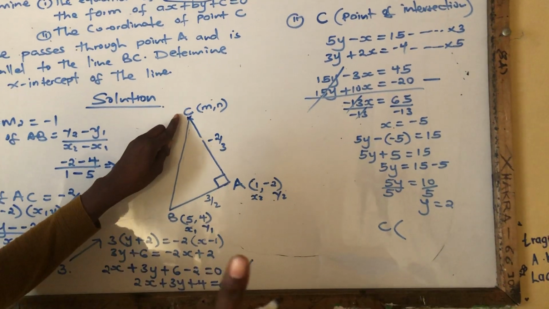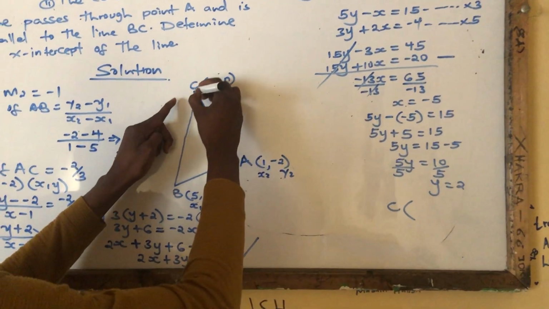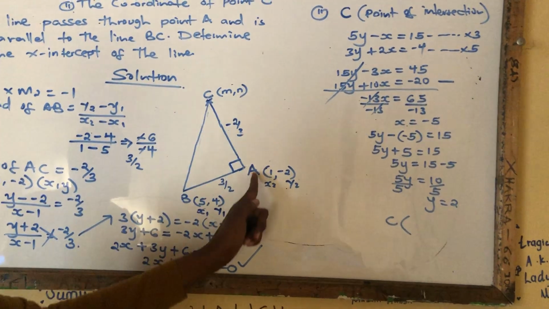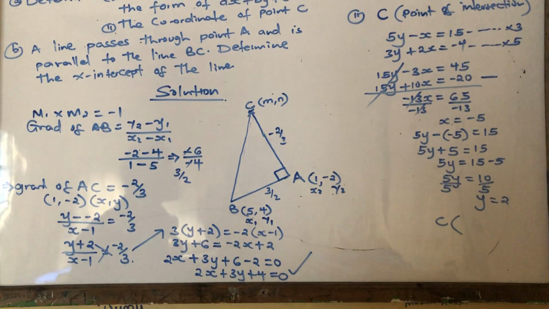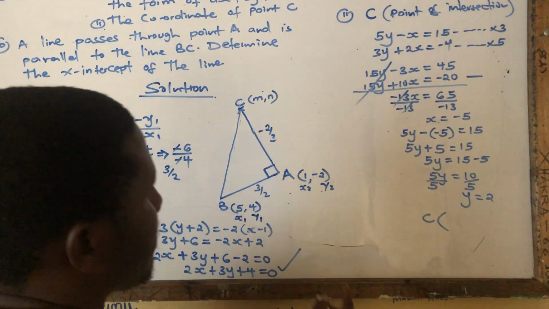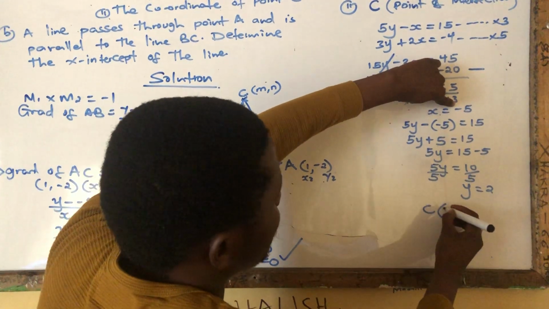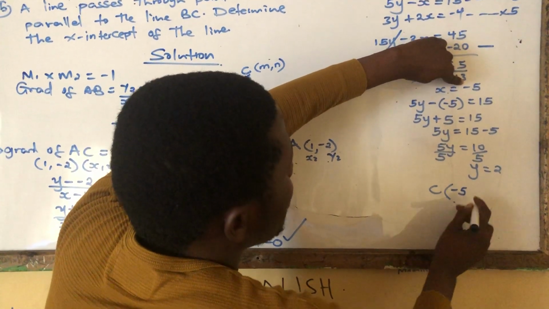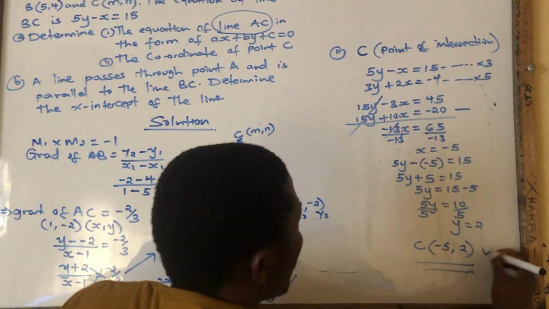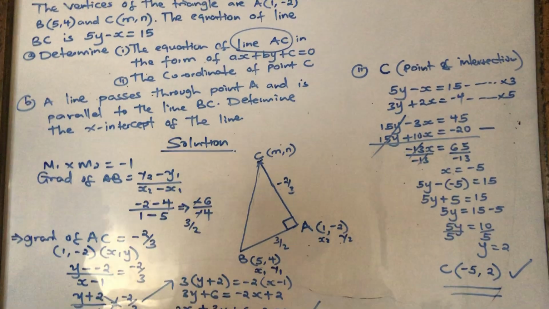Do you remember I said C is referred to as the point of intersection of line BC and AC, because it is the point where the two lines are meeting. So what is the coordinate of C? The x coordinate will be negative 5 and the y coordinate will be positive 2. This is the answer for part A, Roman 2.